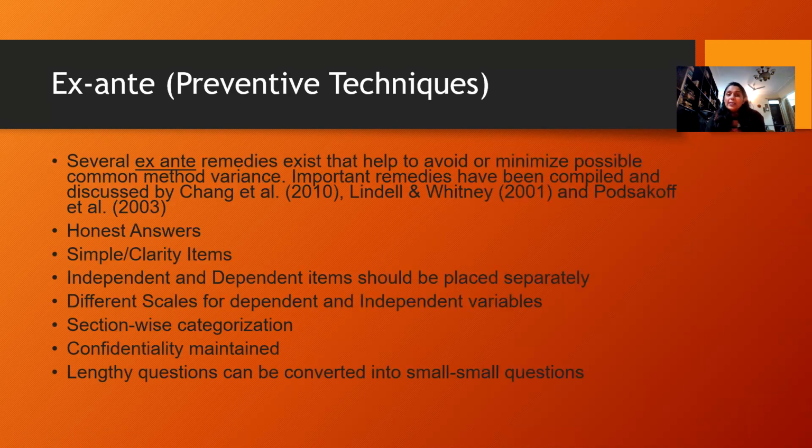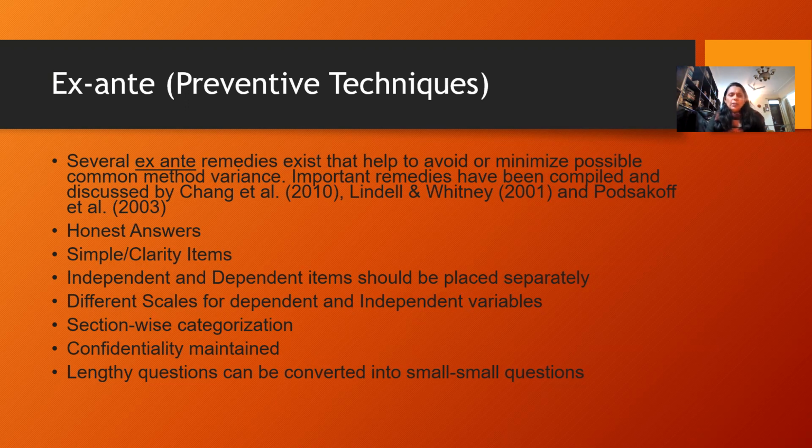So ex ante preventive techniques: what could be the preventive techniques we can apply? You can see here several ex ante remedies exist that help to avoid or minimize possible common method variance. Important remedies have been compiled and discussed by Chang et al. 2010, Lindell and Whitney 2001, and Podsakoff et al. 2003. I have taken these references, so you can also go through these papers. Then you could understand what preventive techniques we can apply.